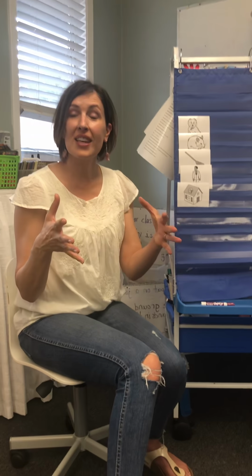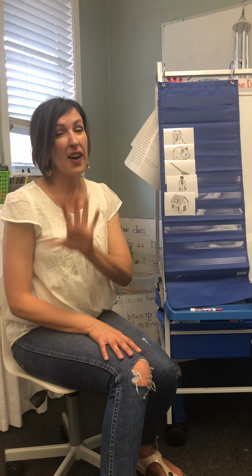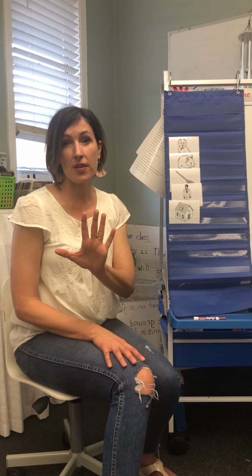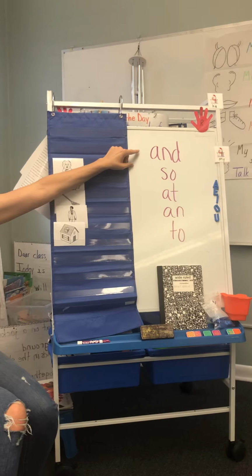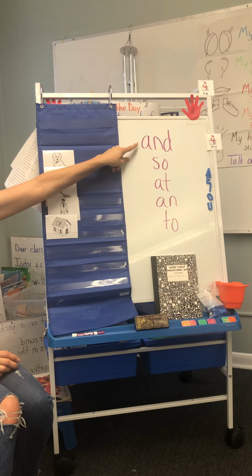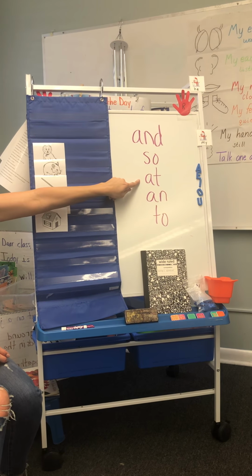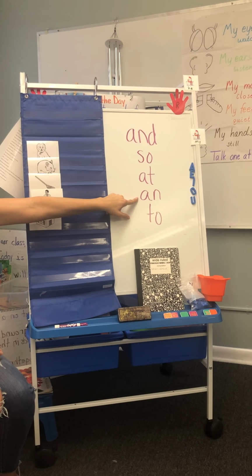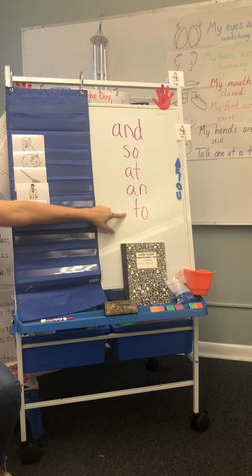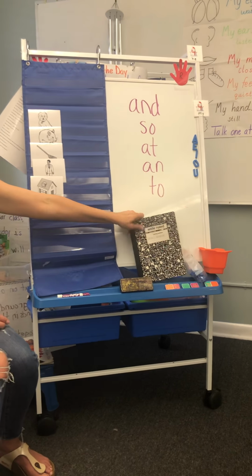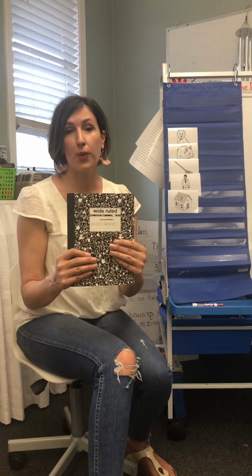Okay, the next thing that we're going to do is we're going to remind ourselves of 5 of the sight words that we have in our classroom. We're going to review them. So let's look over here. Let's read them first. And, so, at, and, to. Good job.